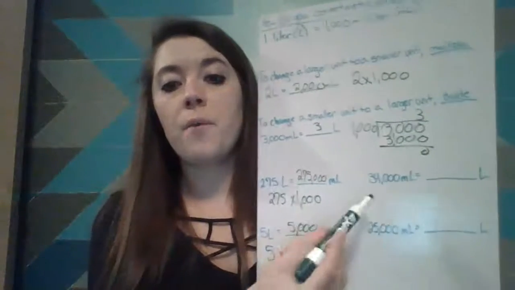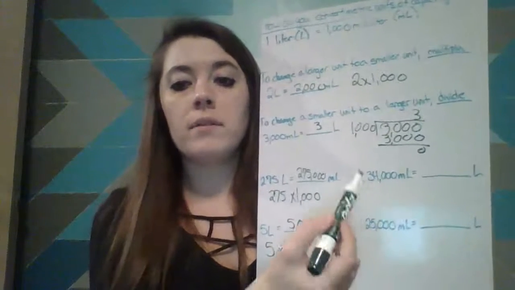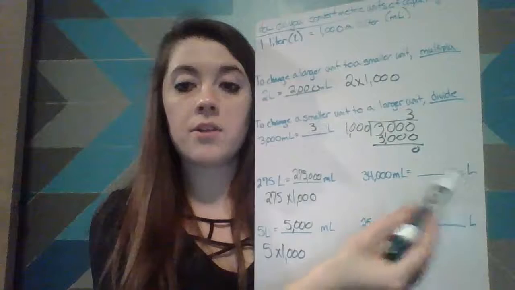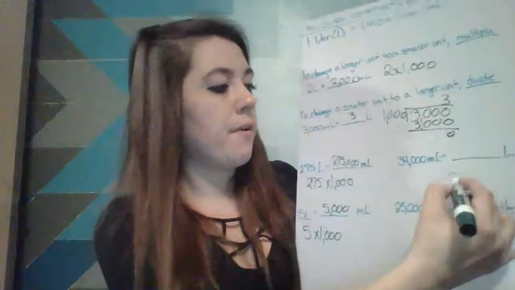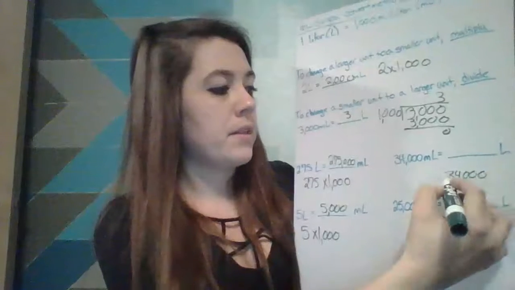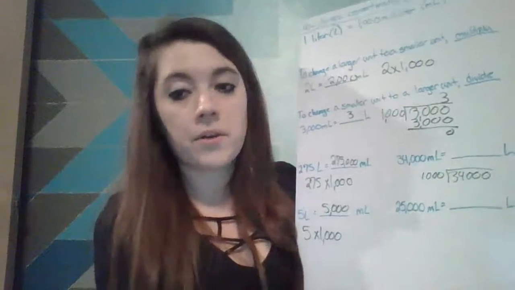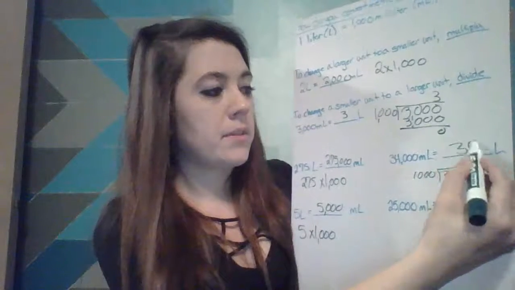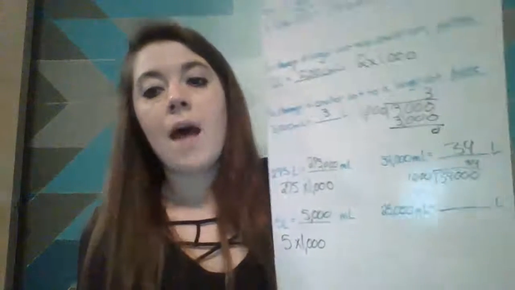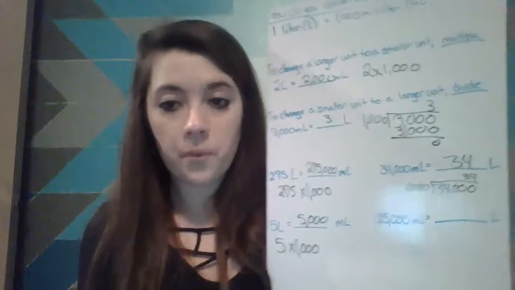All right, over here we've got 34,000 milliliters equals how many liters? Well, here we're going from smaller to larger, so we have to divide. So 34,000 divided by 1,000. 1,000 can go into 34,000 34 times. And that is perfectly acceptable with these. When we're dividing, you don't have to do all the work out.